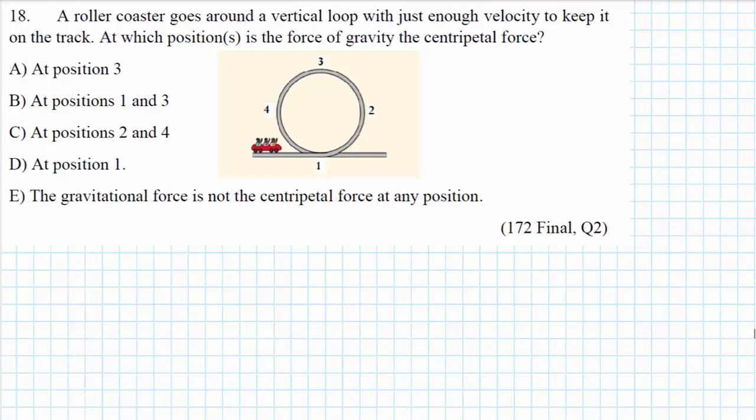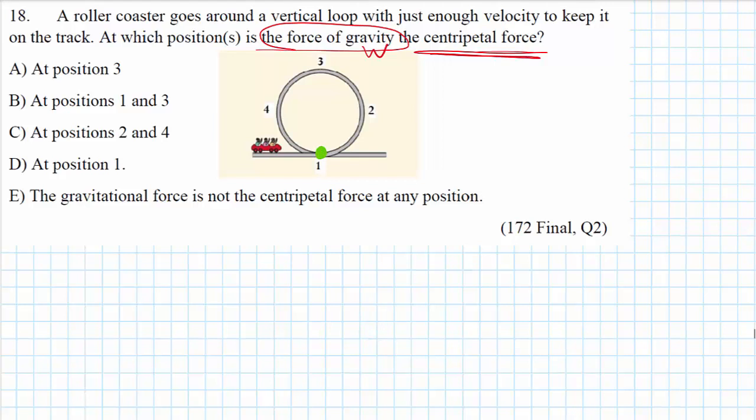A roller coaster goes around a vertical loop with just enough velocity to keep it on the track. At which position is the force of gravity? The force of gravity is the weight. At which position is the force of gravity the centripetal force? So at which position the weight will be the centripetal force? Let's see.